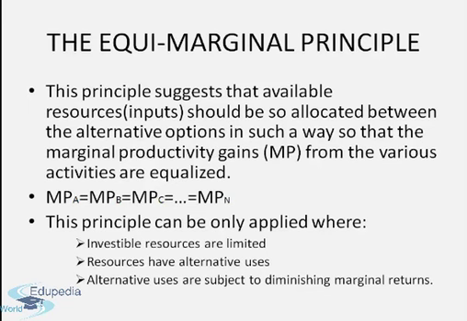Next is our Equi marginal principle. This particular principle was over time applied by business managers to allocate resources between their alternative uses in such a way that they are able to maximize their profit in case where the firm carries out more than just one activity. This principle suggests that available resources, that is inputs, should be so allocated between the alternative options in such a way so that marginal productivity gains from the various activities are equalized.